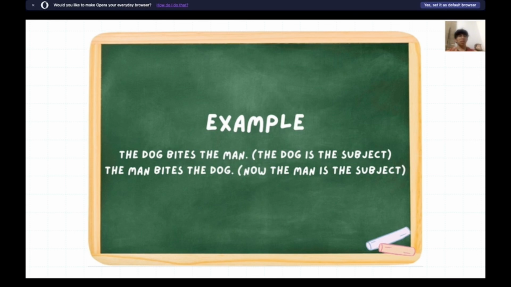In this example, the dog bites the man, the dog is the subject. But if I say the man bites the dog, now the man is the subject. The man is who is doing the action to the dog, and the dog in this case is the object.